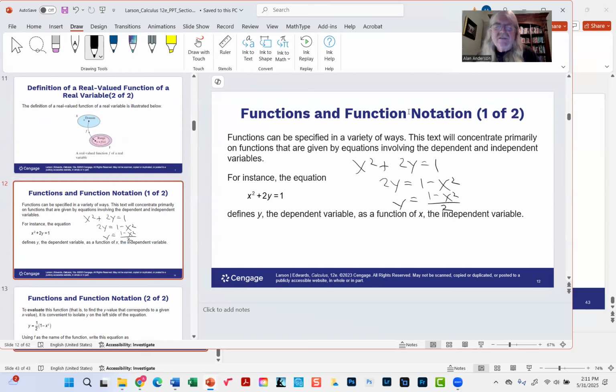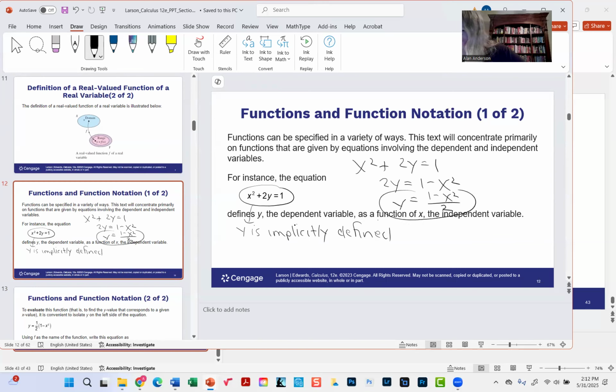What they're getting at is this. When the x's and y's are all bundled together like this, they're saying that y is implicitly defined because the expression is not directly showing y as a function of x. Whereas over here it is.